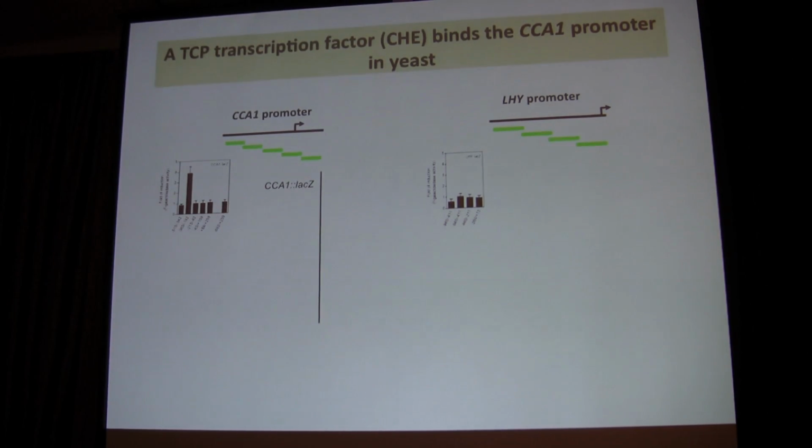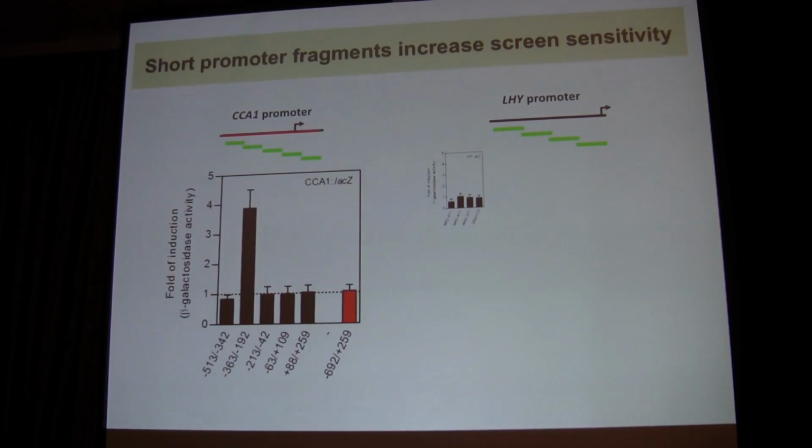So basically, by performing this screen, and unfortunately the figures have changed, what we found is one transcription factor that, as you can see, interacts specifically with this fragment of the CC1 promoter. This was a transcription factor that belongs to the TCP family and that we decided to call Che.